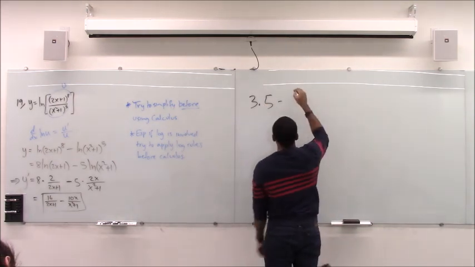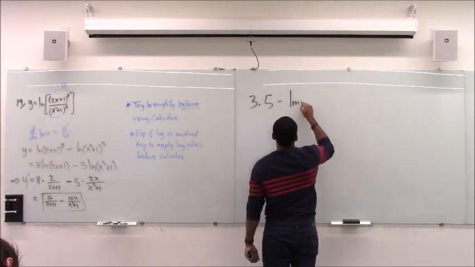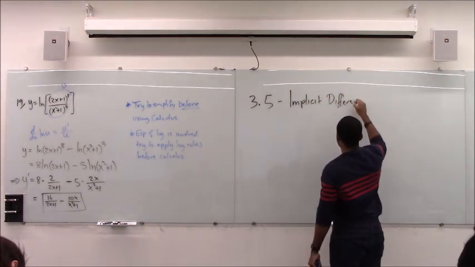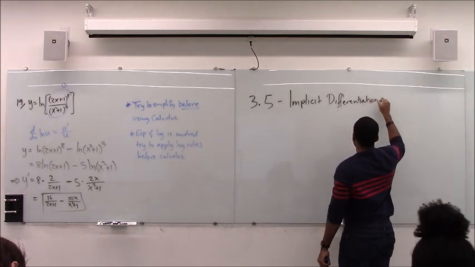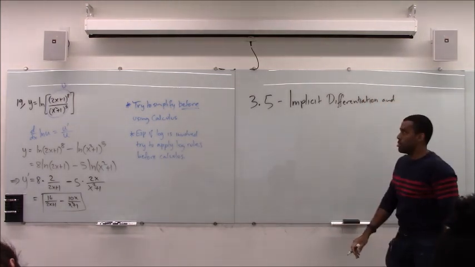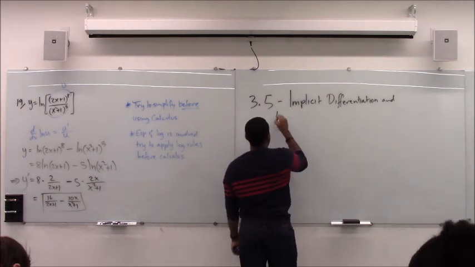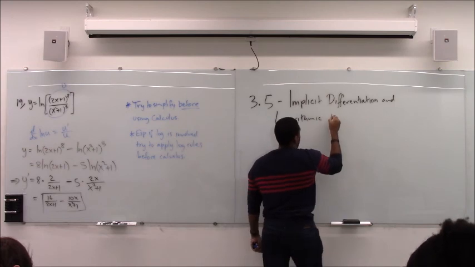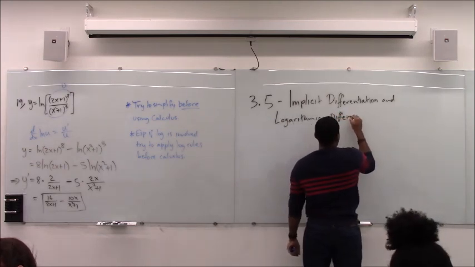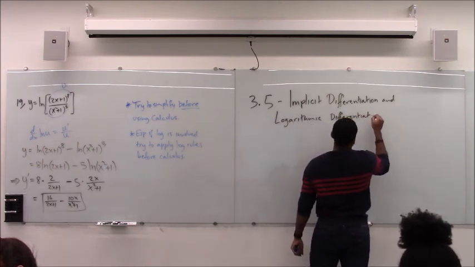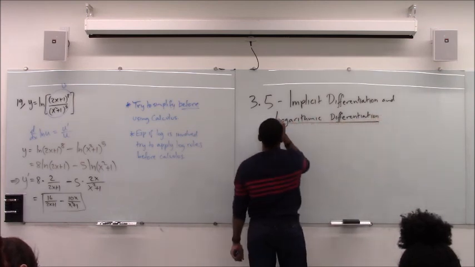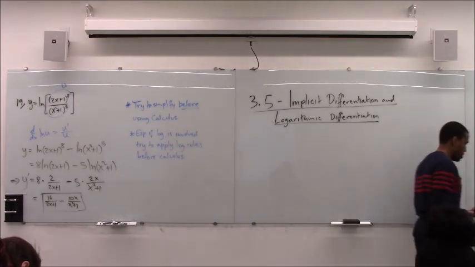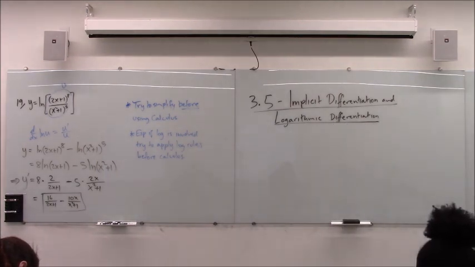Move on to the next section, 3.5. I want to talk about a concept called implicit differentiation. And basically what I just mentioned, we're going to also talk about logarithmic differentiation. And that's kind of where we use a logarithm to make things simpler so that we can find derivatives. Talk about two different kinds of differentiation.